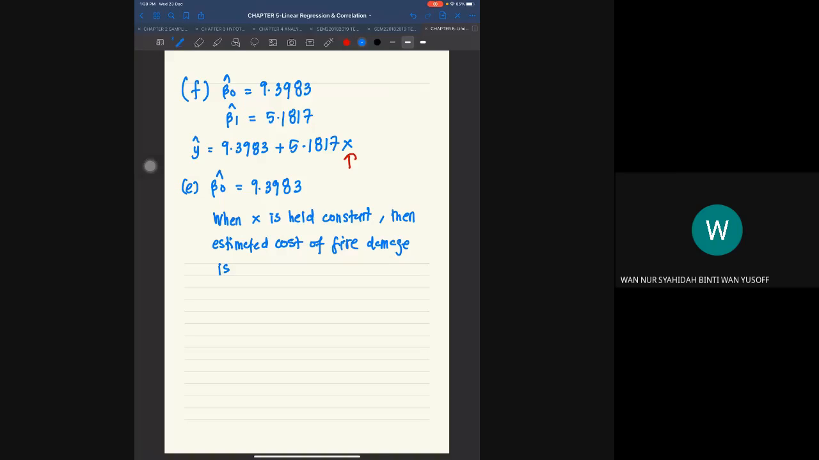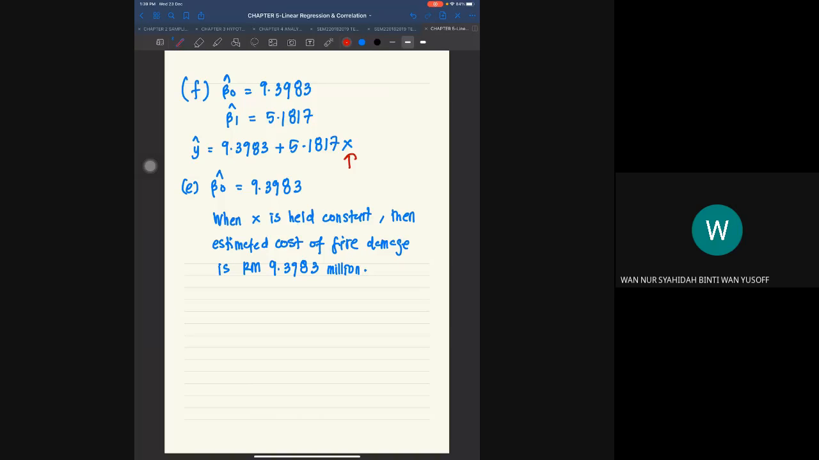Do we have notation for the y? Unit for the y? When we interpret, you have to state the unit. Do we have a unit for the y? RM, million, isn't it? So RM 93983 million. Okay, so when X is zero, then the estimated cost of the fire damage is RM 93983 million.